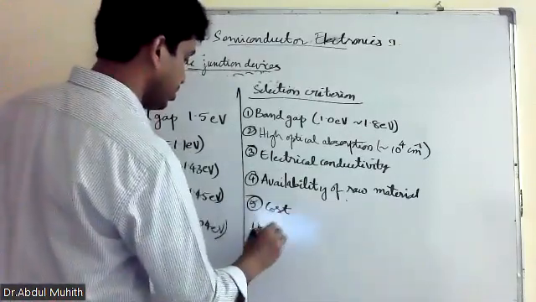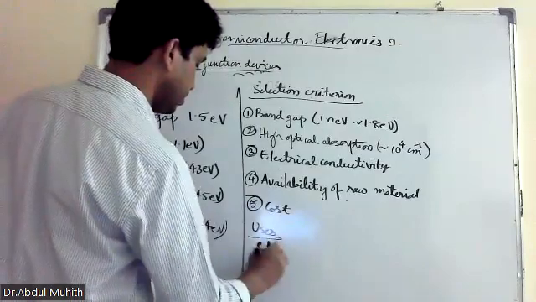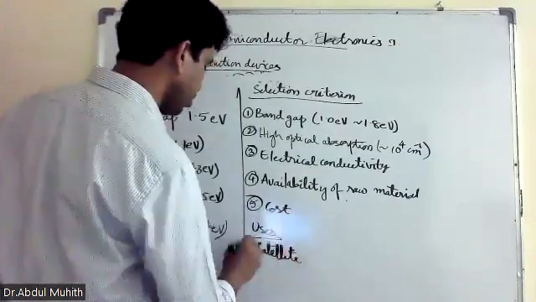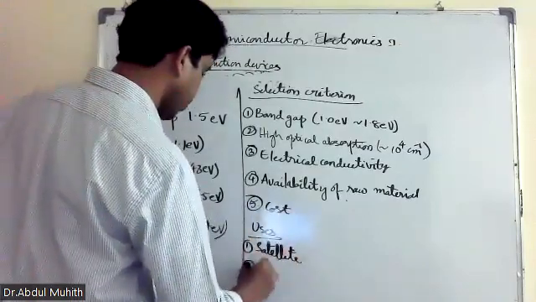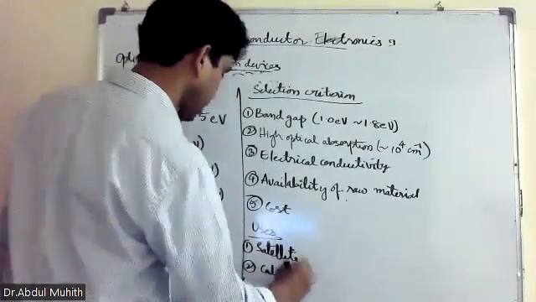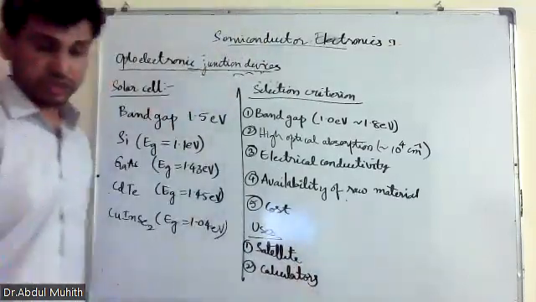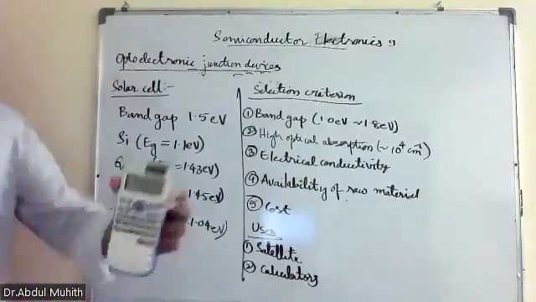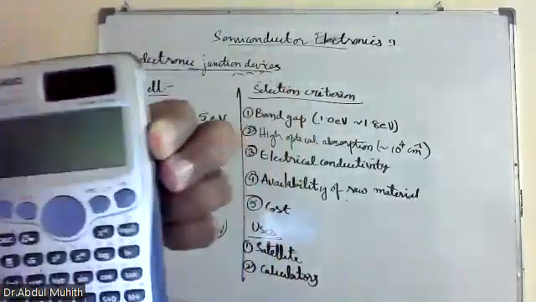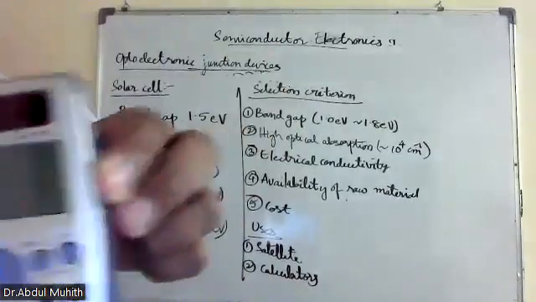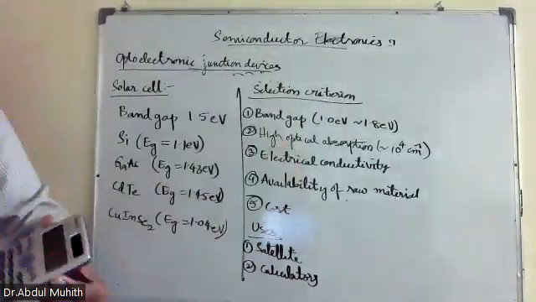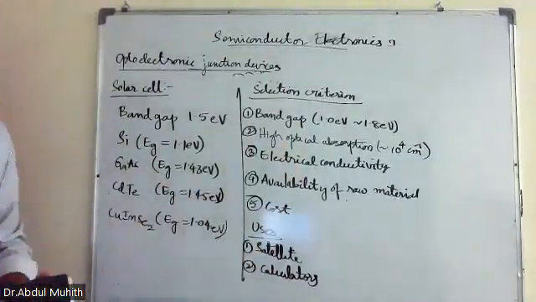And what are the uses? They are used in satellites to convert solar energy into electrical energy, and in calculators. You can see this calculator. If you look carefully, there is a solar cell here. This one is a solar cell, converting solar energy into electrical energy.